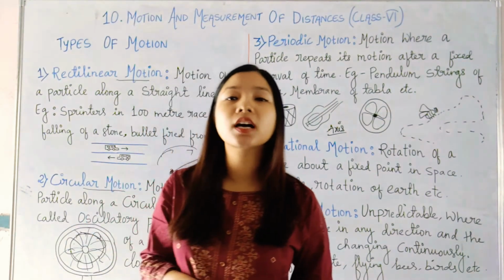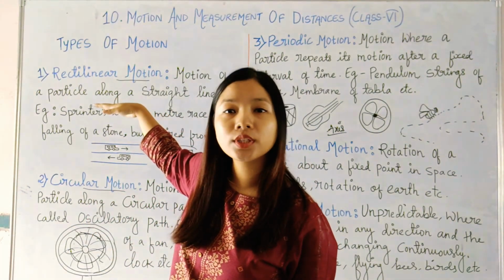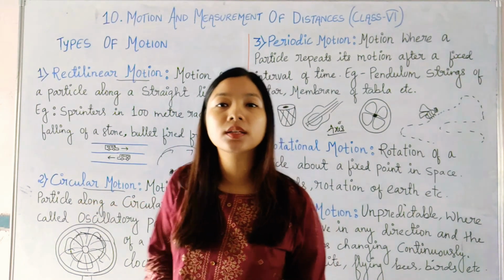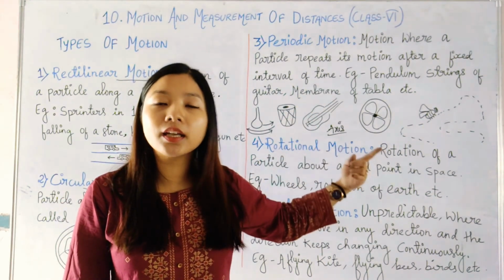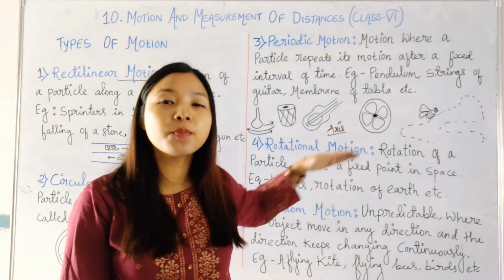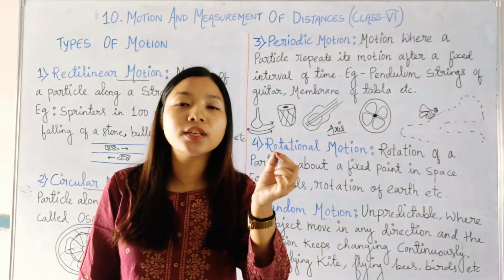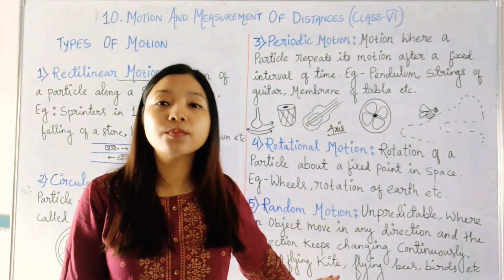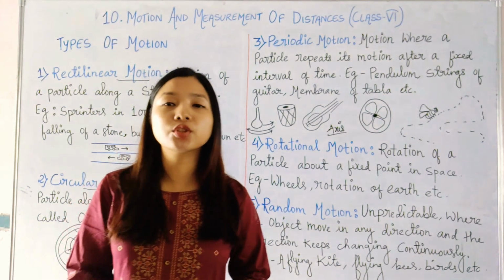These are some of the types of motions we have discussed. Rectilinear, that is motion in a straight line. Circular motion, motion in a circular path. Then periodic motion, motion that repeats itself again and again after a fixed interval of time. Rotational motion, that moves around a fixed point in space. Then random motion, which is an unpredictable type of motion. So these are some types of motions.